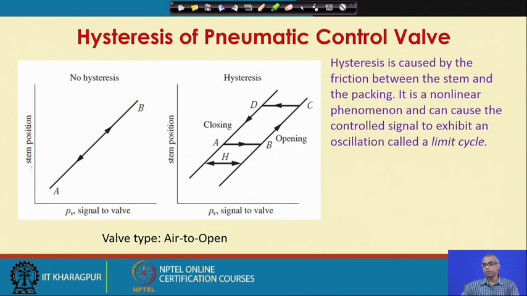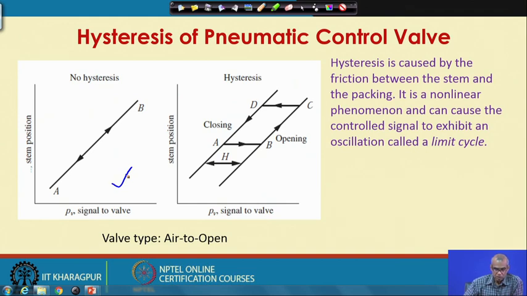Hysteresis is a nonlinear phenomenon and can cause the control signal to exhibit an oscillation called limit cycle. So, let us try to understand with the help of this diagram what hysteresis is. What is hysteresis in a pneumatic control valve? What you see here is the plot between the stem position versus the signal pressure on the valve top.